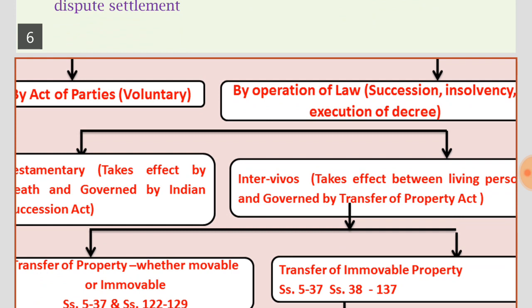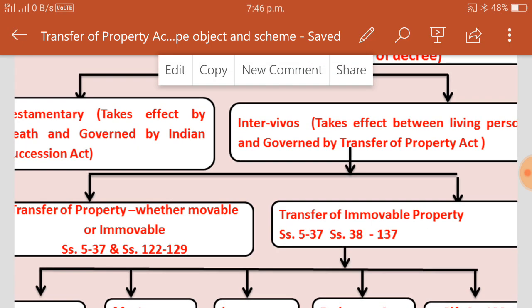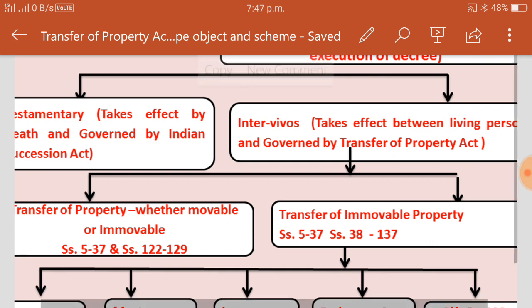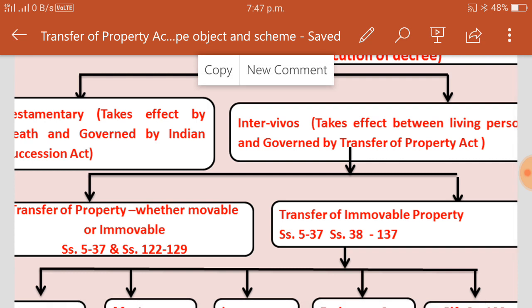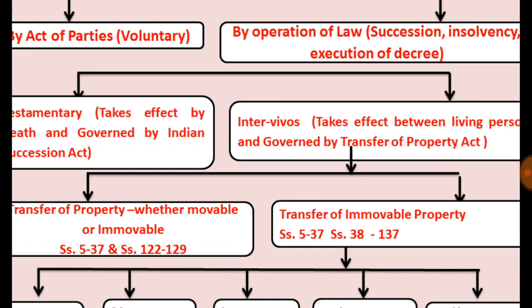Then again, the act of parties can be categorized in two categories. The first is where the property is transferred only because of the desire of that person, the transfer through testamentary documents, which is not regulated by this act. Those transfers which are testamentary are not regulated by this act. And the second is the transfer of property between living persons, which is called transfer inter vivos. Transfer of property between two living persons.